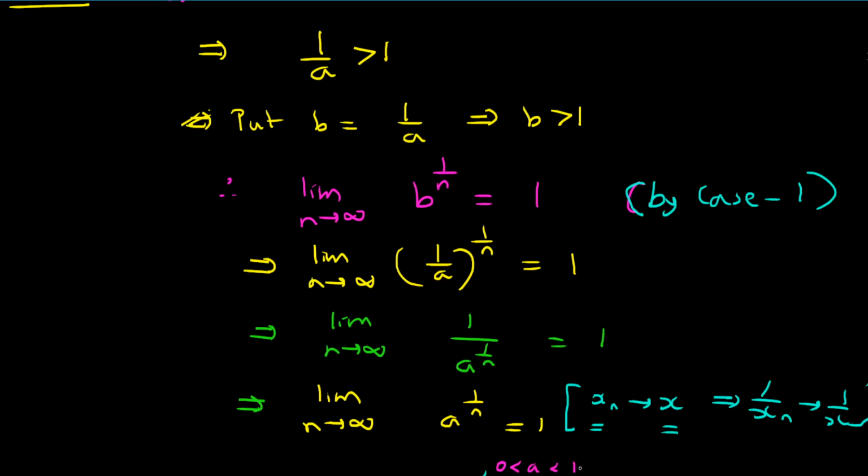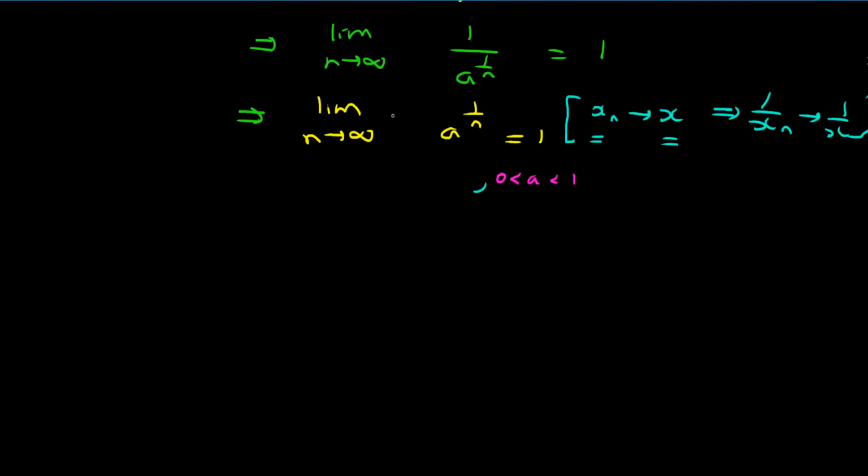Okay, so in all cases we have proved that limit n tends to infinity a raised to 1 upon n is equal to 1 for every a greater than 0. Okay, so thank you.